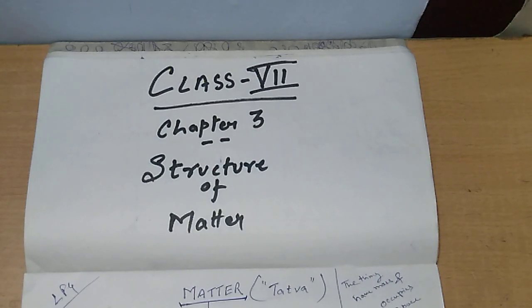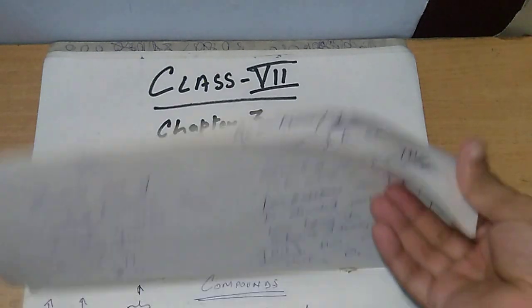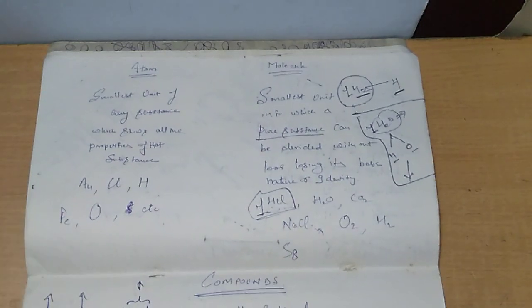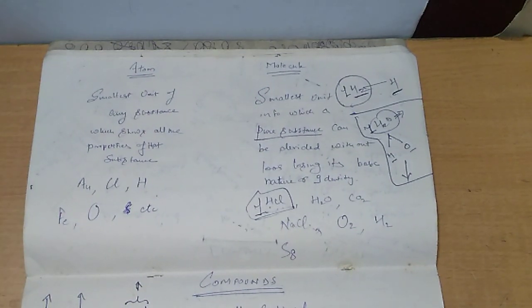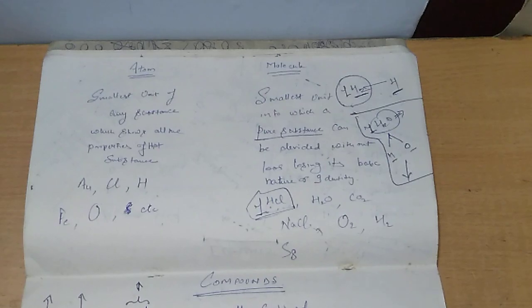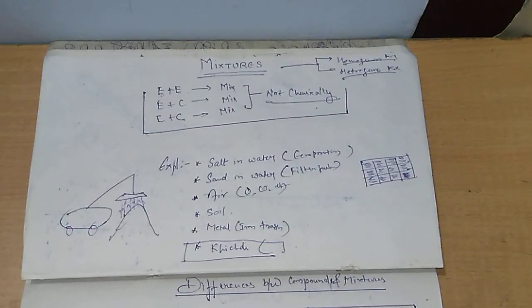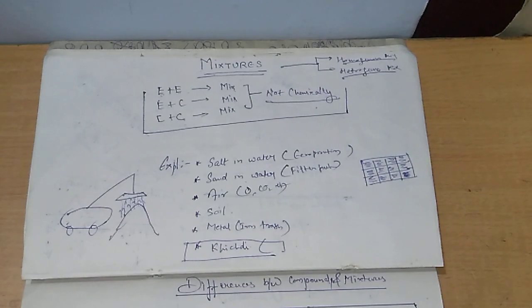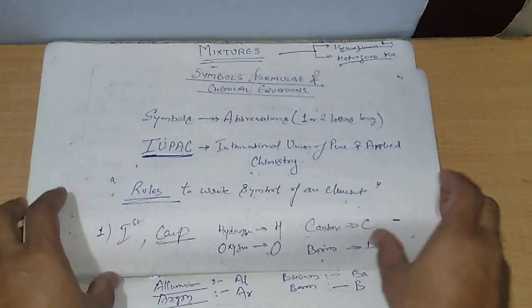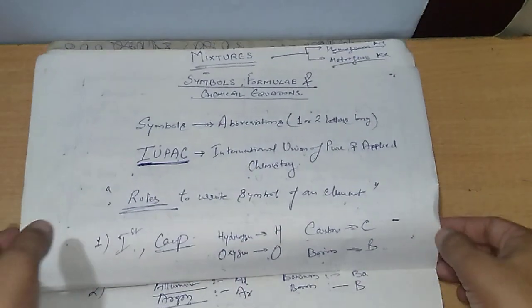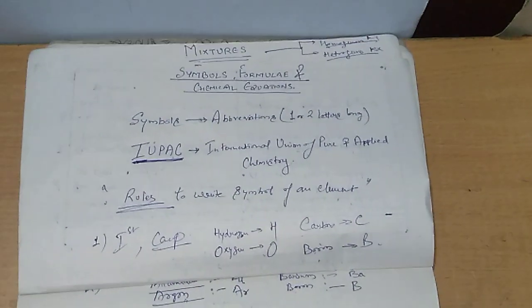Today we are going to continue with our revision of chapter 3 of class 7, which is state or structure of matter. Yesterday we discussed what compounds are, and mixtures also. We also discussed differences between compounds and mixtures, and today we have to discuss symbols, formulas and chemical equations.